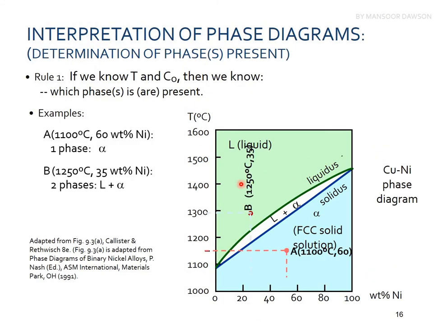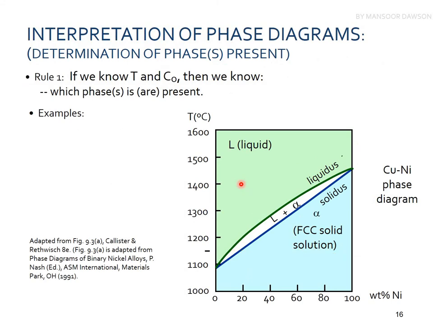So let's discuss, let's interpret the phase diagrams over here. Okay? So how can we determine the phases? Rule number one is if we know the temperature and composition, then we know which phases are present. If we want to find a specific temperature and composition, we can find out which phase is present.